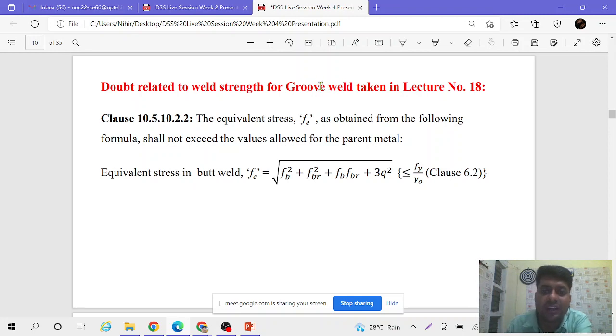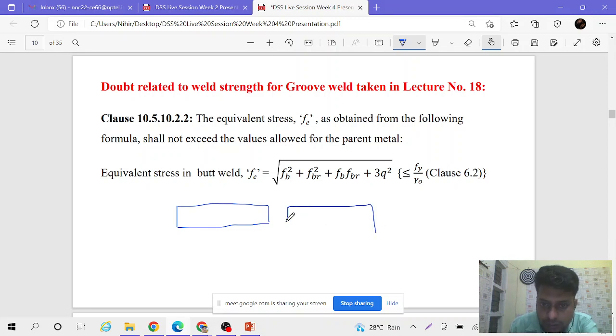See, we are talking about groove weld. And what is groove weld? Let me draw one diagram. This is the top view. Imagine it as the top view. These are the two plates, and we have to make a butt weld here. For making the butt weld, sometimes we make a groove in the plate, or sometimes we don't need to make the groove. So suppose we are going to weld it like this.